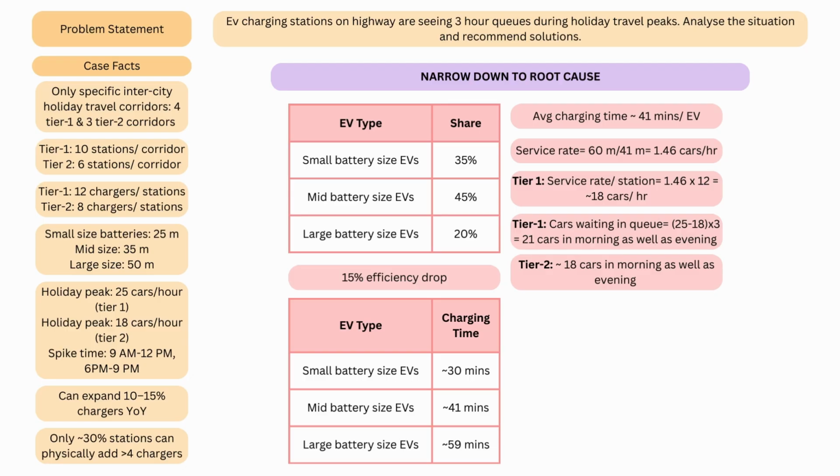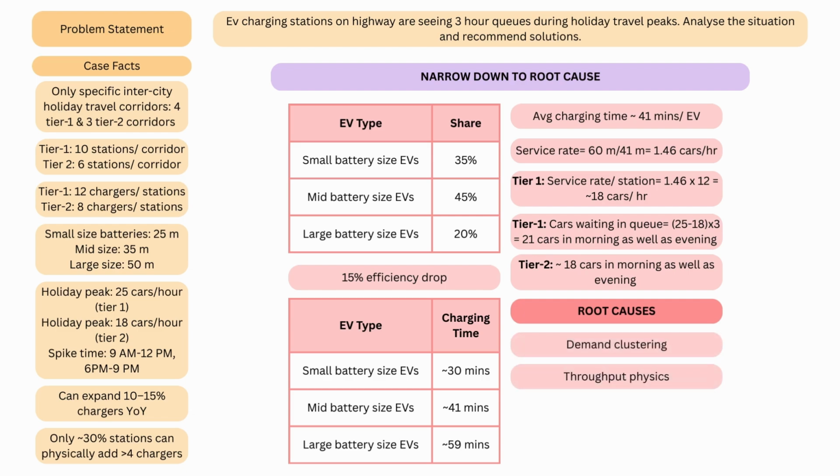Tier 1 and tier 2 queues are similar in magnitude despite infrastructure differences. So the root causes are demand clustering, that is app routing and synchronized travel. Secondly, it is the throughput physics. 41-minute sessions limit flexibility. Then there is infrastructure expansion lag. There is a long-term scaling constraint.